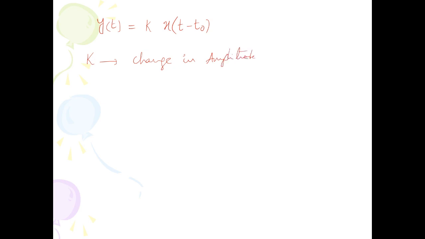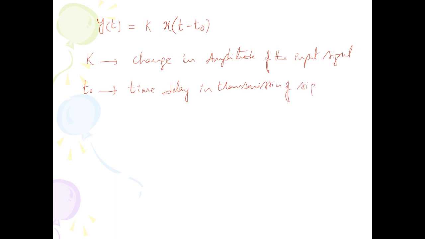k is the change in amplitude of the input signal. t naught is the time delay in transmission of the signal through a system.